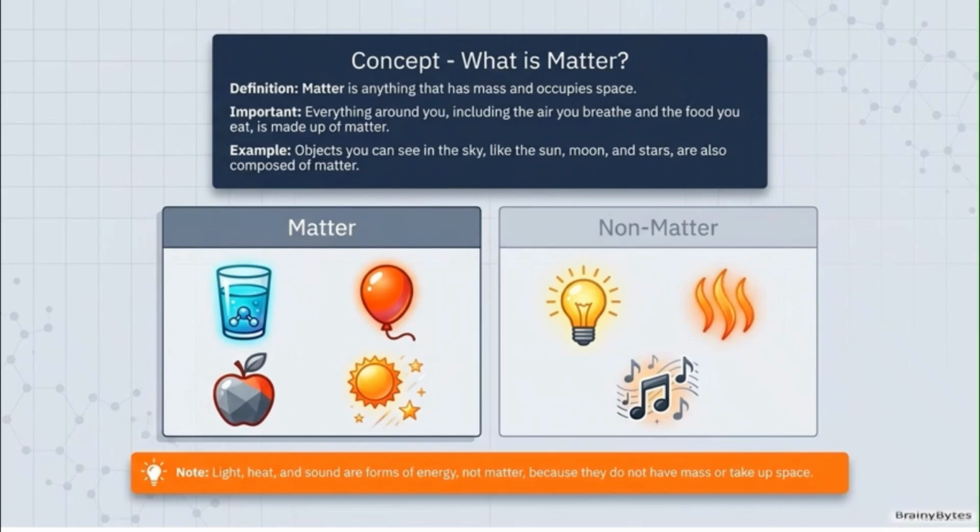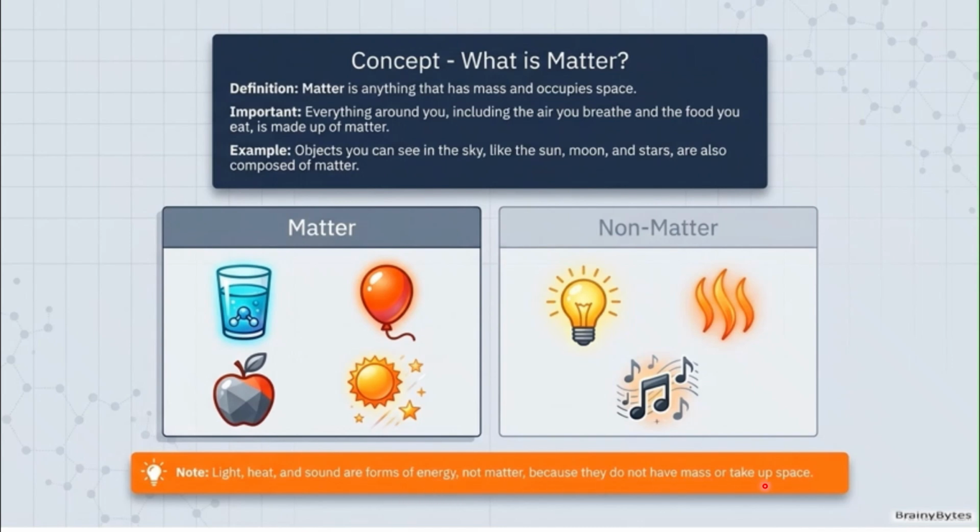Okay. Look around you. Everything you see, the air you breathe, the water you drink, and the stars in the sky is made of matter. By definition, matter is anything that has mass and occupies space. But be careful, not everything is matter. Things like light, heat, sound, and electricity are forms of energy. They don't have mass and they don't take up space.